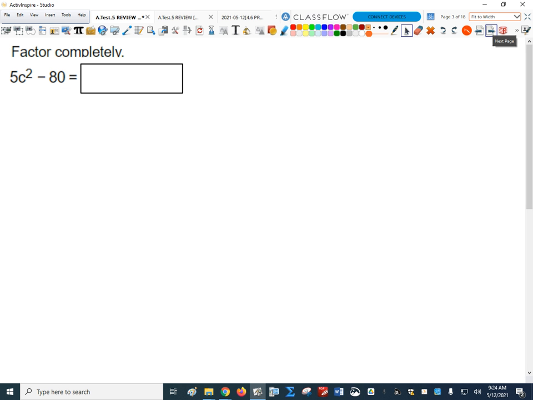Factor completely. Okay, so what do we always do first when we're factoring? Say it again. Okay, good. Always try to factor out a GCF first. What would that be here? 5. I can take out a 5. Good. So I end up with 5 times what's left behind? c squared minus, what is that? 16, I guess. Okay, am I done?